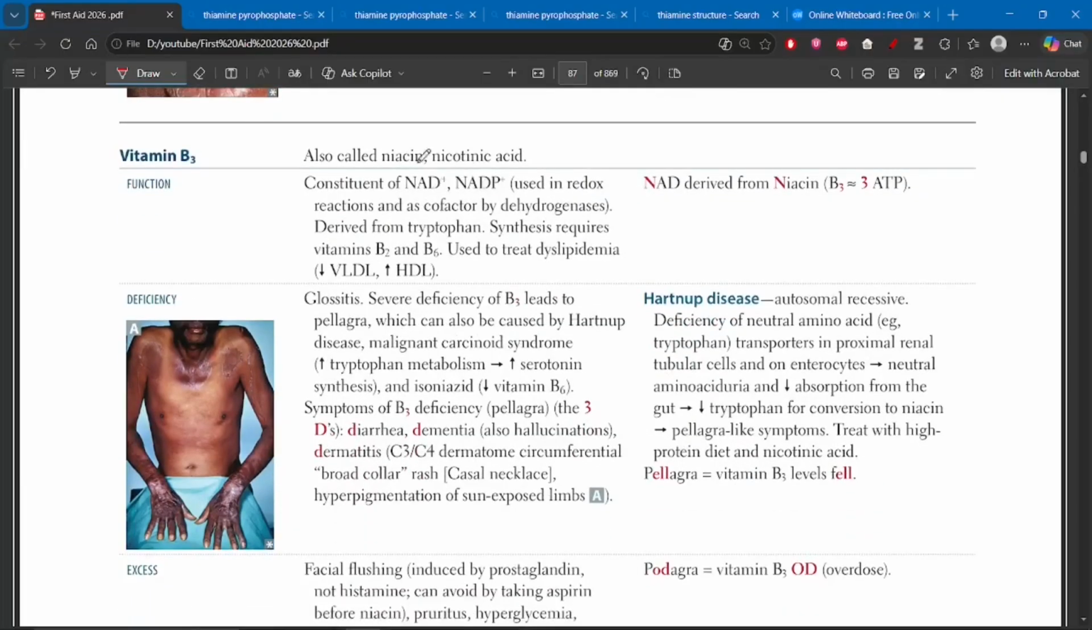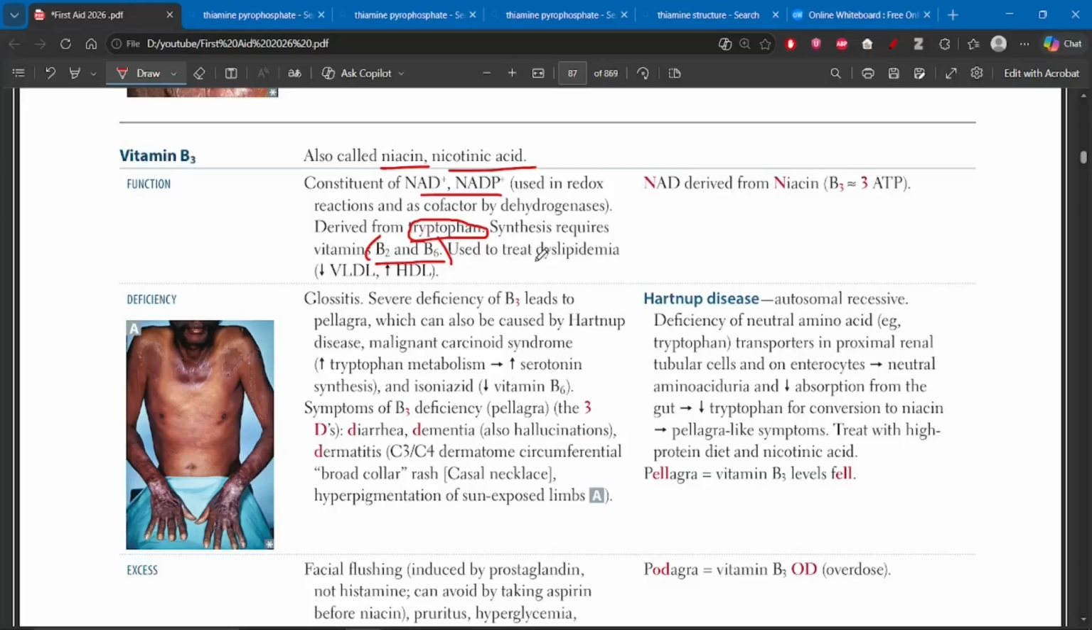Vitamin B3 is also known as niacin or nicotinic acid. It's probably one of the more important vitamin B complex components. It is a constituent of the NAD and NADP compounds, again used in redox reactions as a cofactor, and it derives from tryptophan, which is very important. Why it's important, we're going to see in a moment. So the synthesis requires vitamin B2 and B6. So to synthesize vitamin B3, we require riboflavin and we require pyridoxine, right?